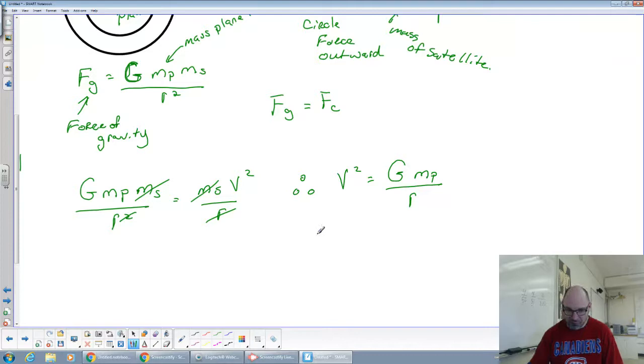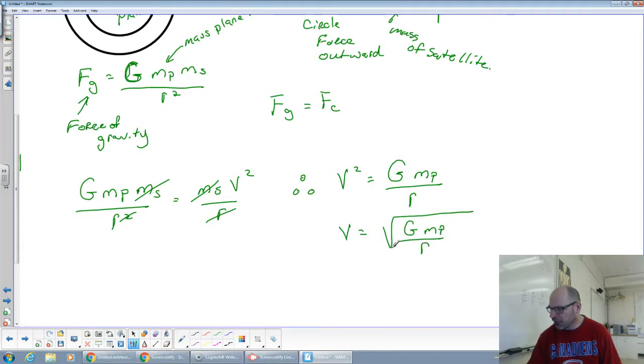So we have to get v, so we have to square root that. It's the square root of the gravitational constant, times the mass of the planet, over the radius, all under the square root sign. And this is the velocity of the satellite needed to stay in orbit.